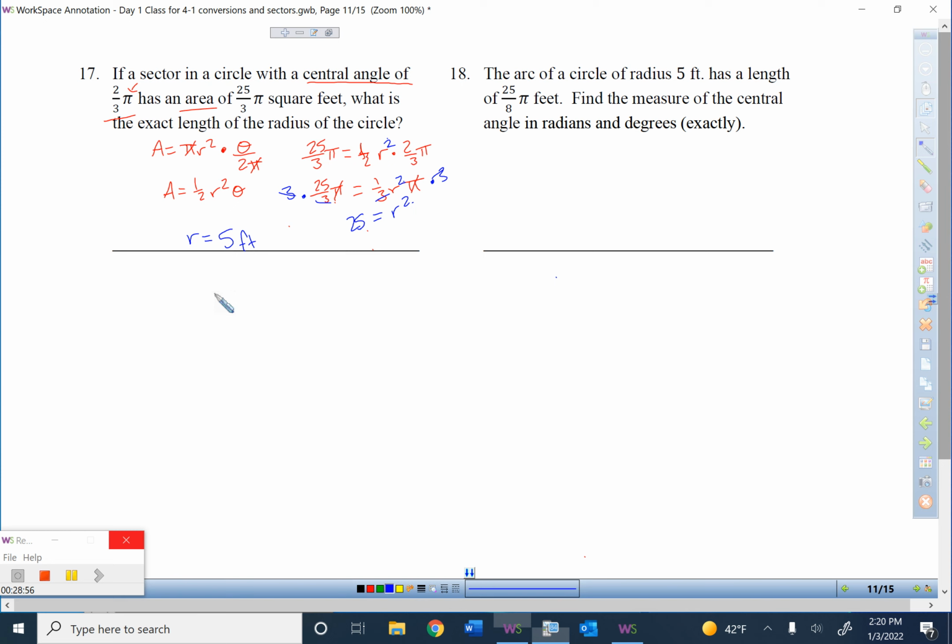Okay, that same concept is going to be applied to number 18. It says the arc has a radius of 5 and a length of 25 over 8 pi feet. Find the measure of the central angle in radians and degrees exactly, so we have to solve for both versions. We want to find the formula first. Because it says length, this is a circumference problem. C equals 2 pi r.